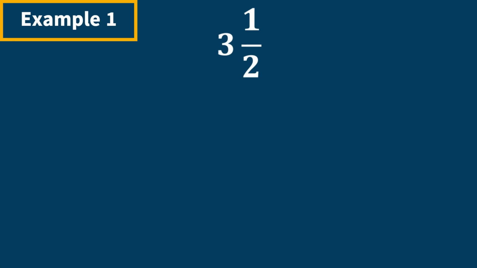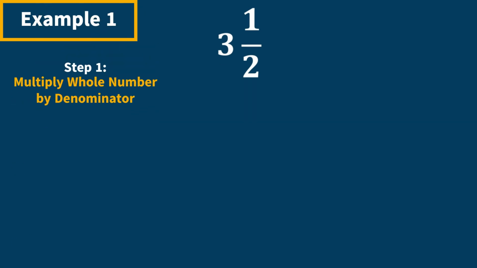The first step is we multiply the whole number in the front with the denominator on the bottom. So what we do first is just multiply those two numbers. 3 times 2 is going to give us 6.